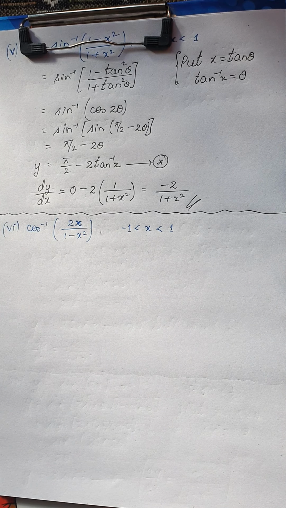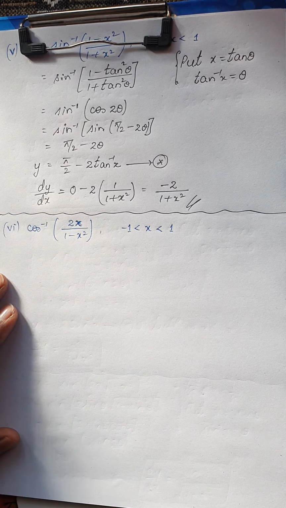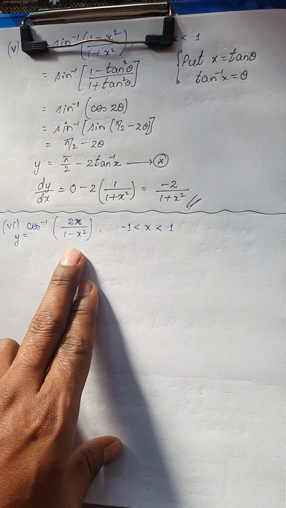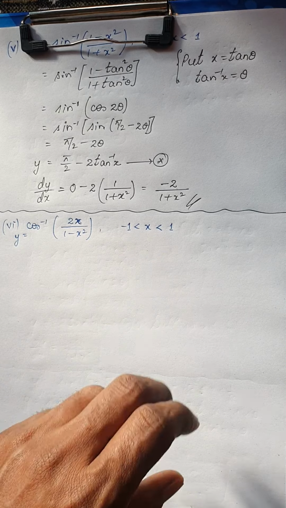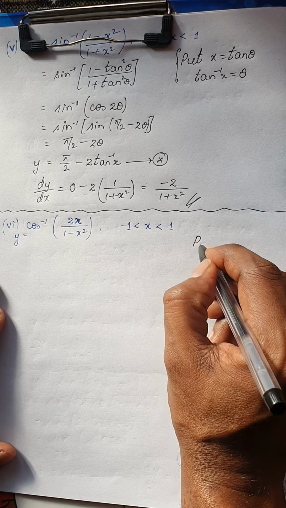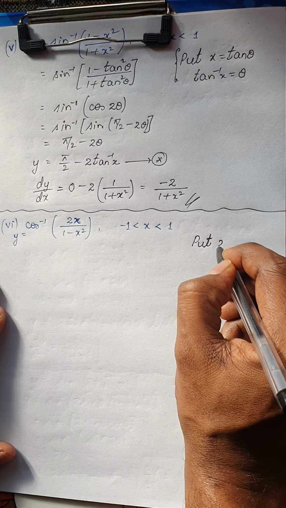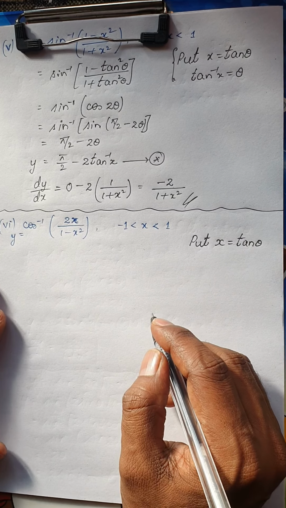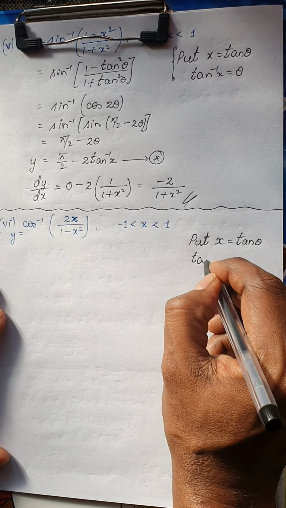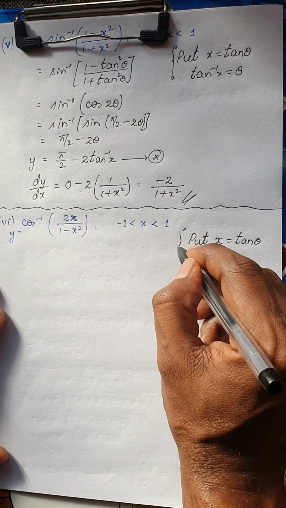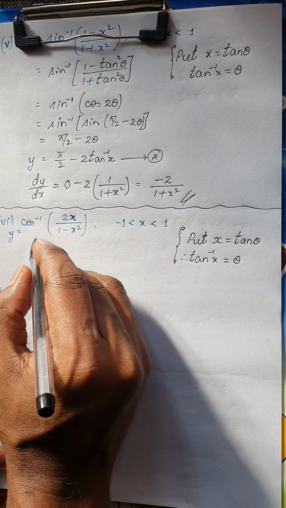Alright, moving on to the next question. I have y is equal to cos inverse of 2x divided by 1 minus x square for the given condition. Okay, so you might be wondering what, these are all standard results. So for the substitution of x, I'm going to consider tan theta again. Okay, so I'll put x is equal to tan theta, therefore tan inverse of x will be theta. Keep it aside.